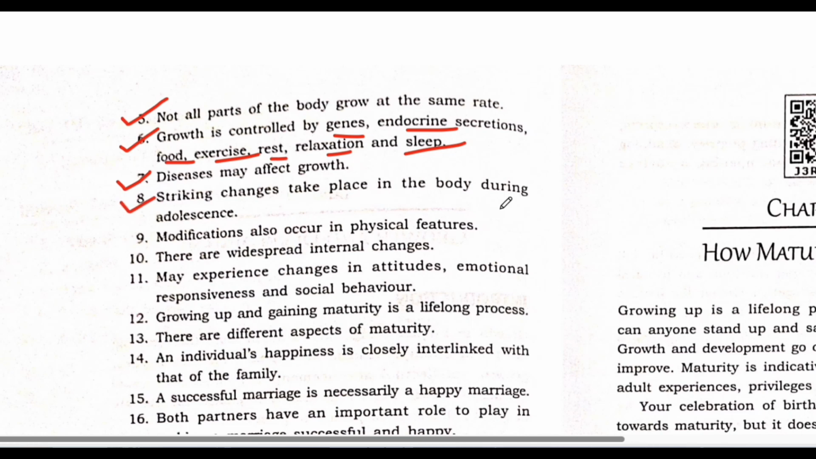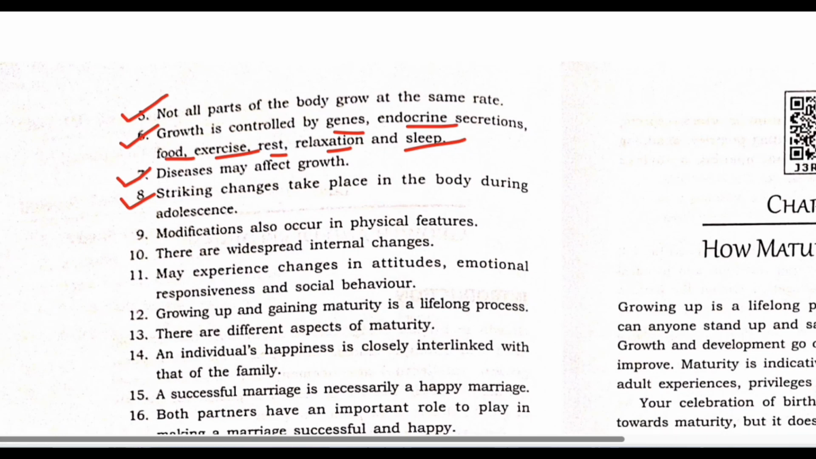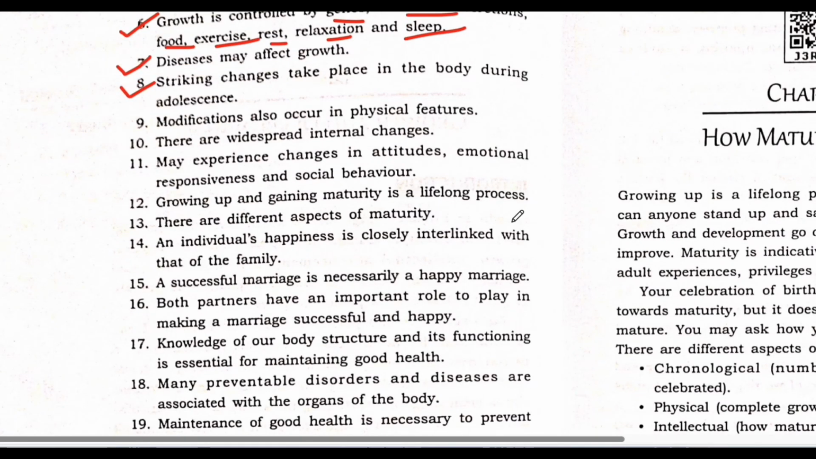Now striking changes take place in the body during adolescence. So as I said, there are different types of changes which take place in the period of adolescence. All right. Now modifications also occur in physical features. There are certain modifications in your physical look. There are widespread internal changes in your body. You may experience changes in attitudes. See, students may have changes in their attitude, emotions, responsiveness, and social behavior. Then growing up and gaining maturity is a lifelong process. This point is important, right? This is an important point. You mark it.